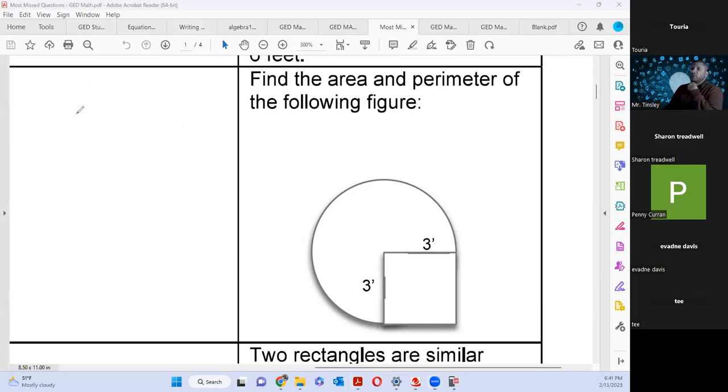This problem has two shapes. What are the two shapes? Square and circle. There's a square and a circle. So that's the first thing you have to observe: you have two shapes. You will see this problem on college entrance exams, but I doubt you'll see it on the GED.